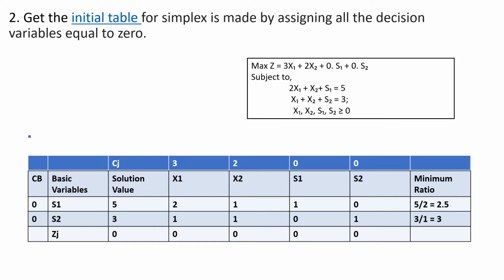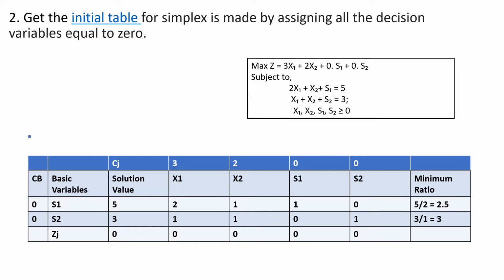This is number one. And number two, we have to understand that whosoever your basic variables are, they are always going to form an identity matrix in the simplex table. So as you can see, S1 and S2 are my basic variables, and so they have formed an identity matrix under this S1, S2 column.